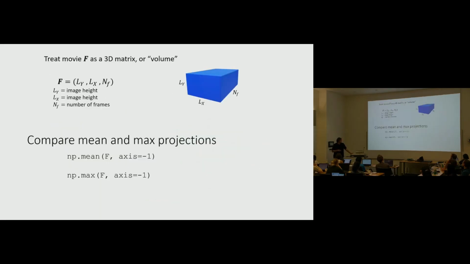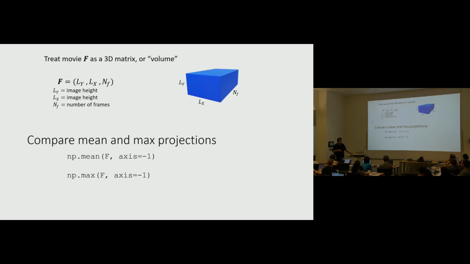All right, so now to get to the core of the algorithm, it's a matrix factorization problem. First, we're going to treat this as our little volume of a recording. It's got two dimensions in X and Y spatially, and it's got a third dimension that's time, the number of frames. So this will be a pretty big object.